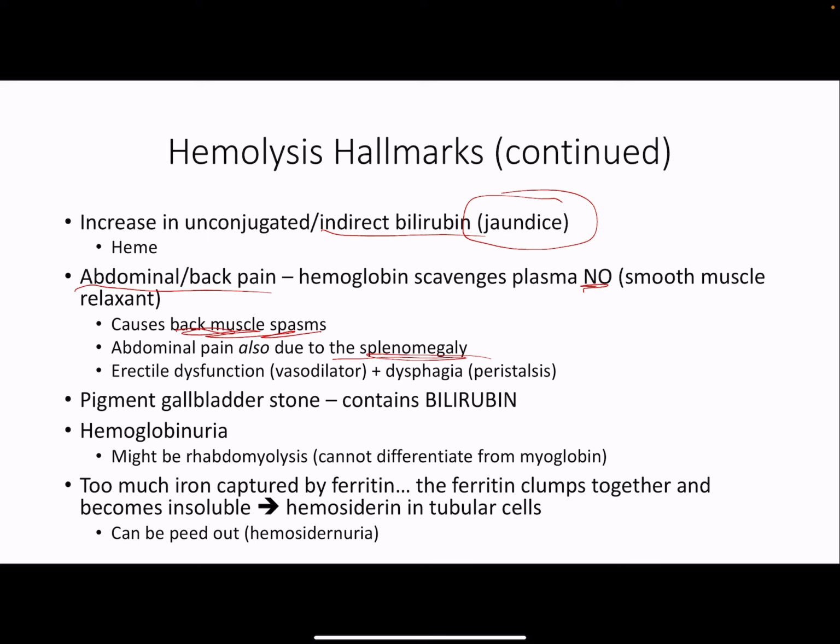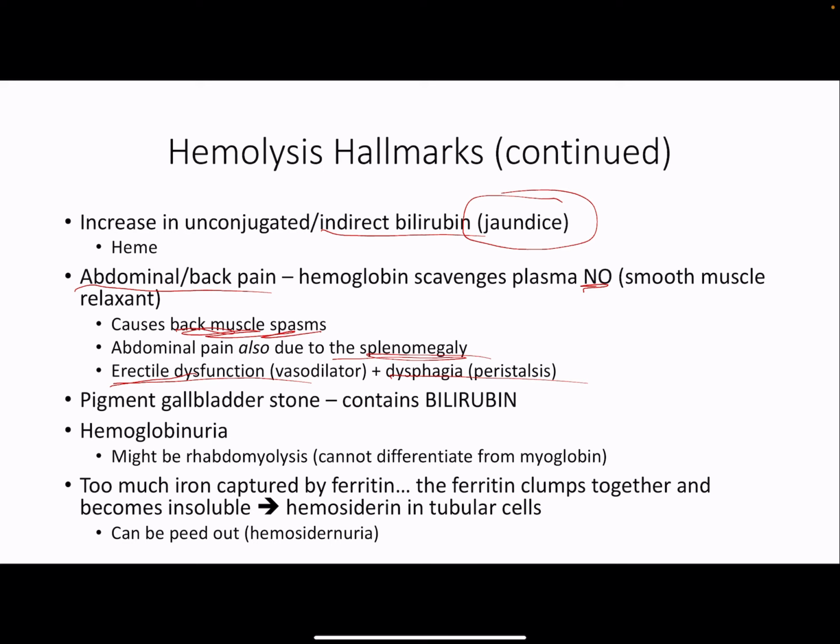You need nitric oxide for the vasodilation of the penis, so erectile dysfunction is going to be a thing. Also, the smooth muscle relaxation and contraction is going to be an important, highly regulated dance for something like peristalsis. So dysphagia, difficulty swallowing, is also going to be an issue.